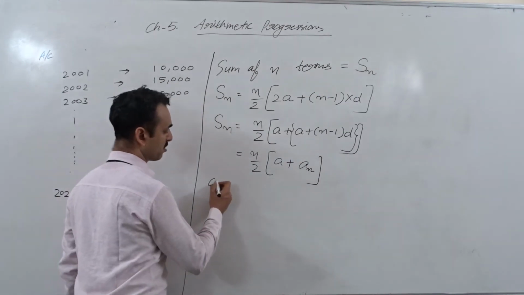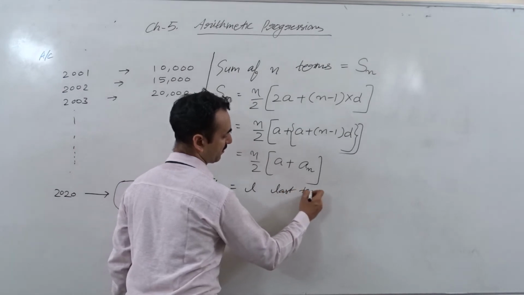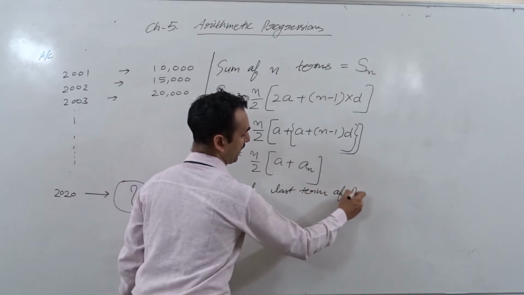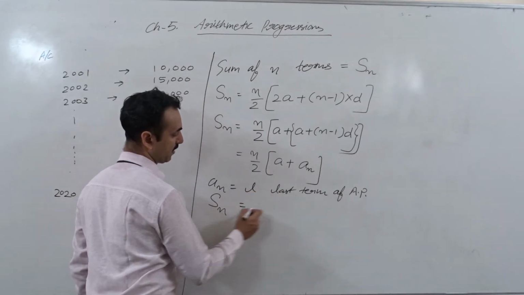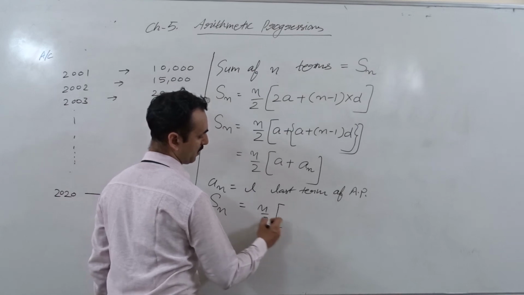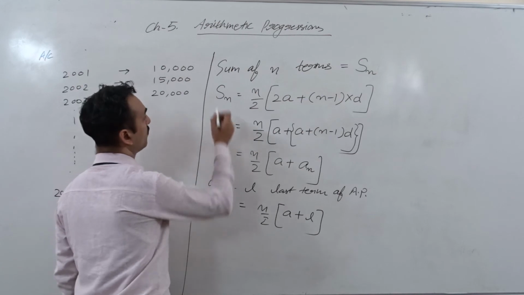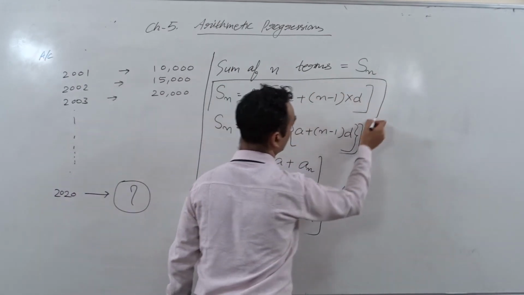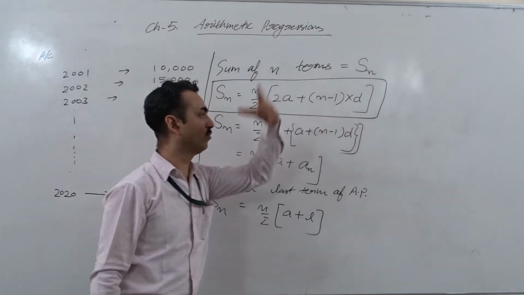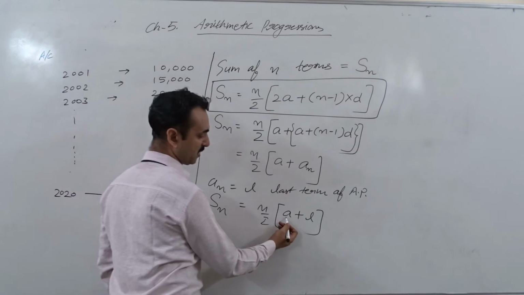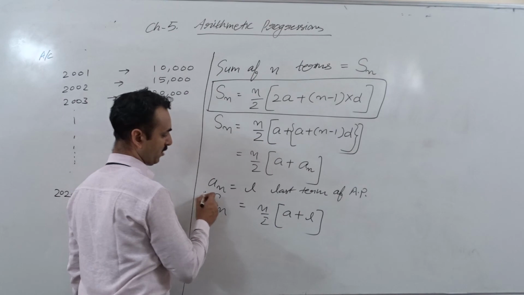Actually an is known here as L. L means the last term of the AP, small l. So you can write here Sn equals n upon 2 into a plus L. So basically there are two formulas to find Sn. First, when you know a and d, you will use this formula. And when you know the first term and the last term, then you will use this formula.